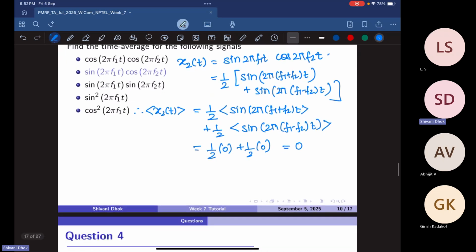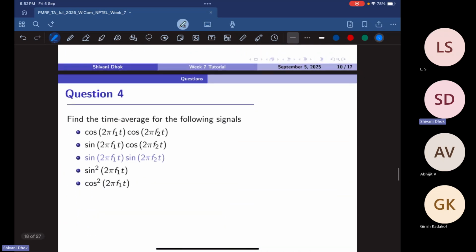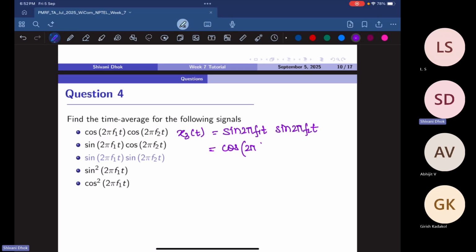Similarly, we have the third case, and for this we have x3 of t as sine 2 pi f1 t into sine of 2 pi f2 t. We can apply the sin A sin B formula, and that comes out to be equal to cos of 2 pi f1 minus f2 t minus cos of 2 pi f1 plus f2 t.